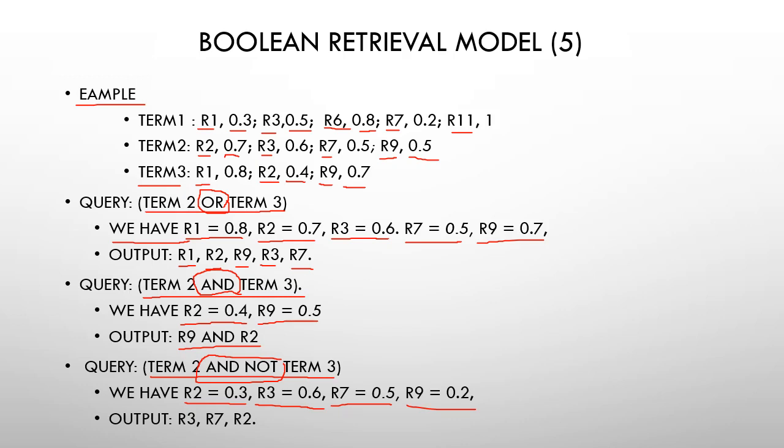And so the retrieved documents are record number 3 because of the weight of 0.6, record number 7, the weight is 0.5, and then record number 2. Oh, sorry, I forgot. There is a record number 9 also. The record number 2 and then followed by record number 9, because number 9 also appears on this. Okay, so you can add here R9.